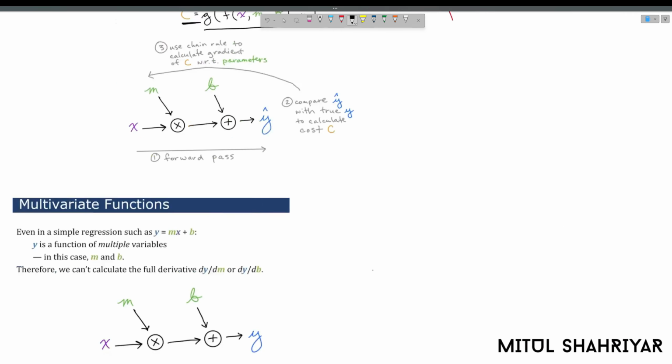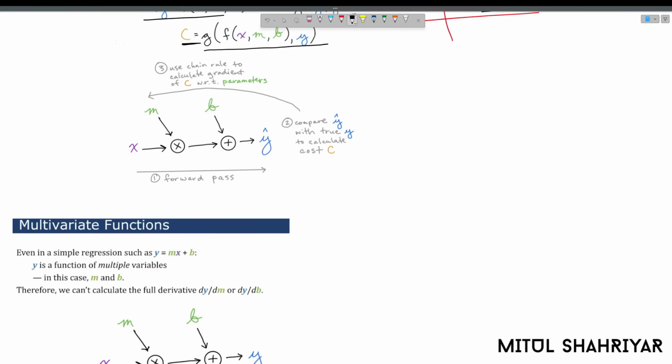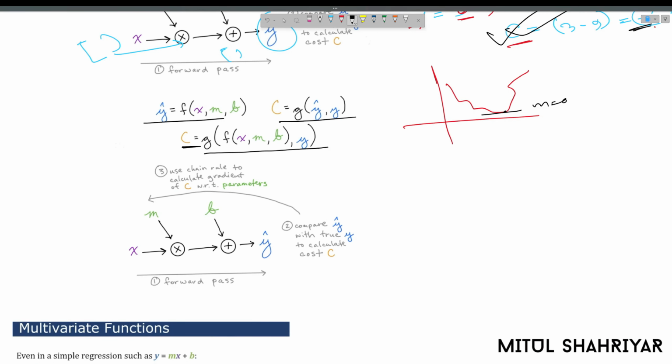This is a function. Now what we do in machine learning is we compare the y hat with the true y. As I mentioned in the previous one, we had y, which was the real y, and we have y hat, which is something we guessed, and then we compare them and get the cost c. Then we again use the chain rule to calculate the gradient of c. As I mentioned, now we have some sort of cost.